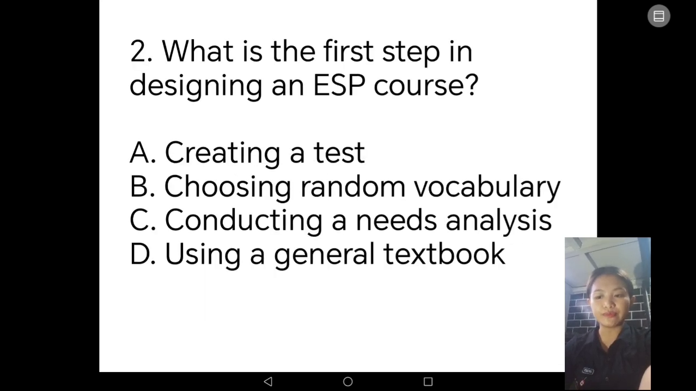Question number 2. What is the first step in designing an ESP course? A. Creating a test. B. Choosing random vocabulary. C. Conducting a needs analysis. D. Using a general textbook.